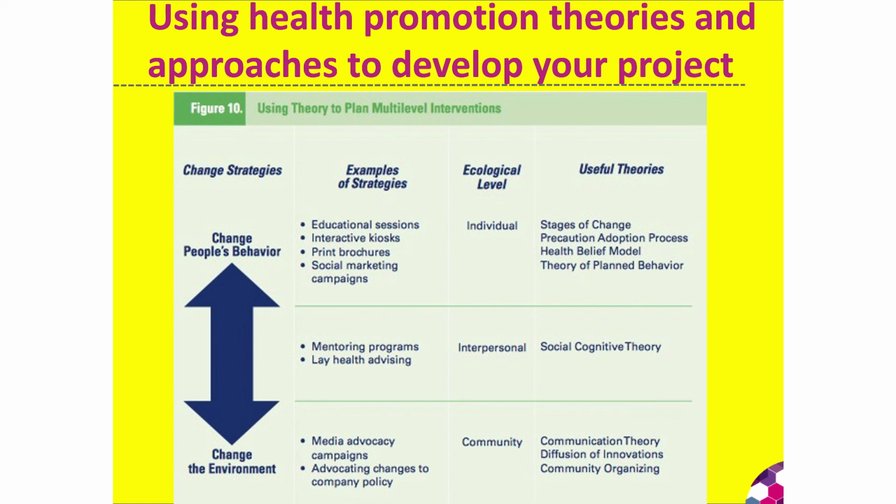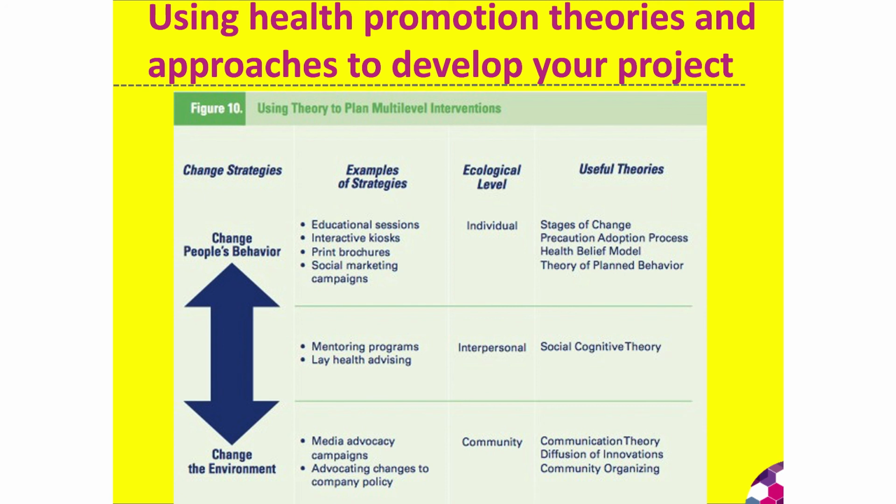Moving down to something that might affect people's behaviors as well as change the environment to some extent are mentoring programs and lay health advising, and that works at the interpersonal level, at the family level, at the friends and peer network level. And for that set of activities we might use the social cognitive theory as a way to think about and to design and to deliver our project.